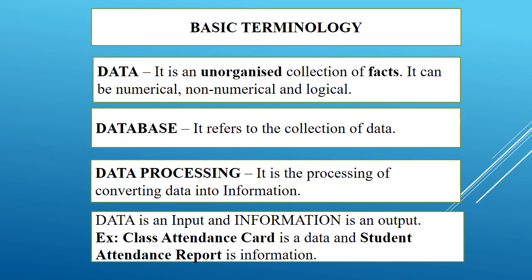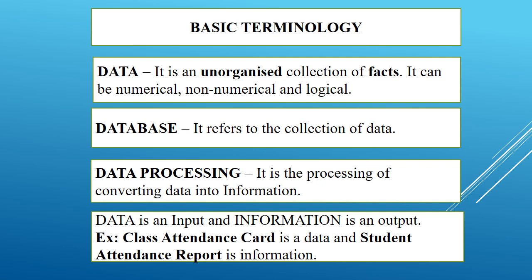What is data? Data means it is an unorganized collection of facts. The data can be numerical or non-numerical or logical. The data can be a number or a character or a symbol. So data can be anything. Next, database. A collection of data is called a database.